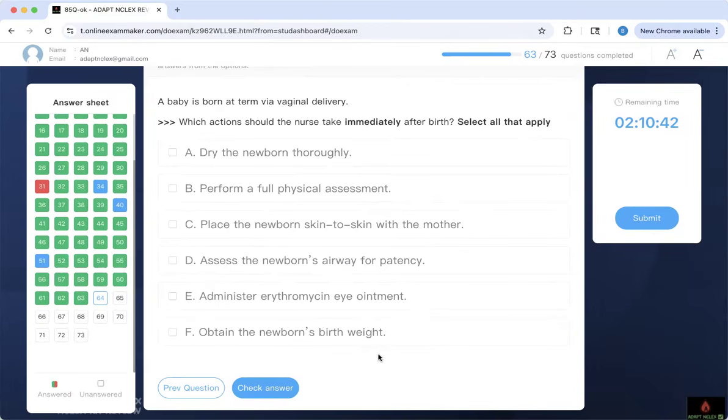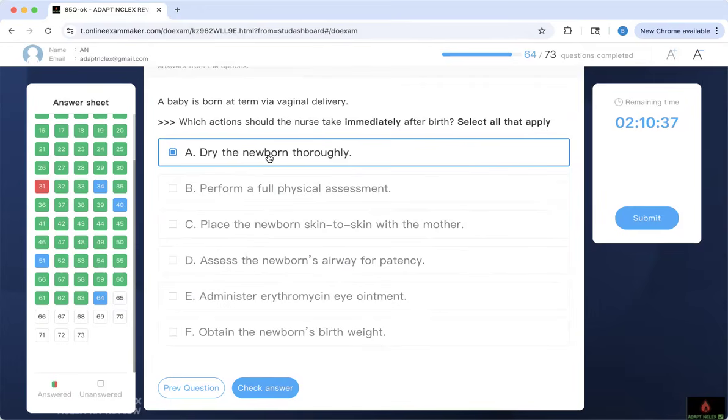It's very important. After delivery, hypothermia is most important. So every question should be based on that. A full physical exam is not necessary. Hypothermia: skin to skin with the mother.